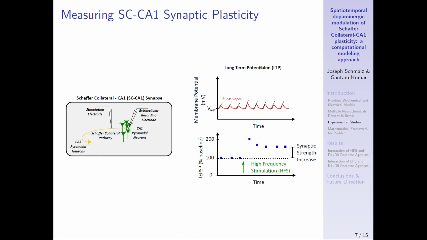Then the slopes of each of these FEPSPs is measured and normalized to the first one. This gives you the graph shown on the bottom right, where prior to high-frequency stimulation of the Schaffer collateral axon, there is no change from the baseline. But after high-frequency stimulation, the slopes of the FEPSPs increase due to an increase in the synaptic strength.